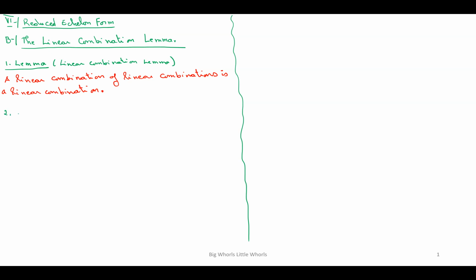So number 2, corollary, says the following. Where one matrix reduces to another, each row of the second is a linear combination of the rows of the first. You can easily prove this one too with a small example. So let me write it down.